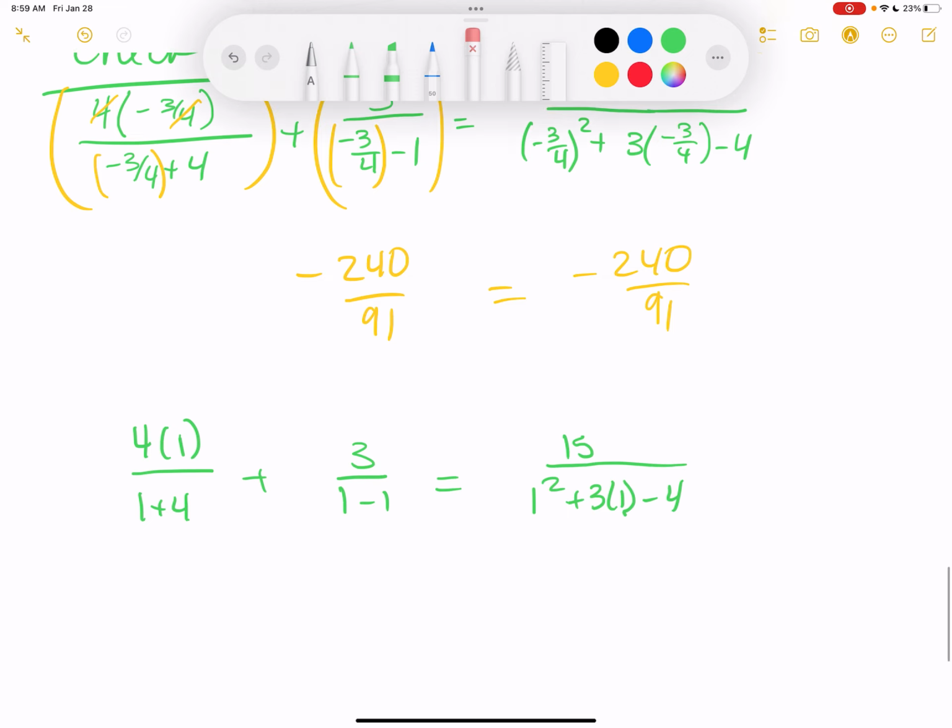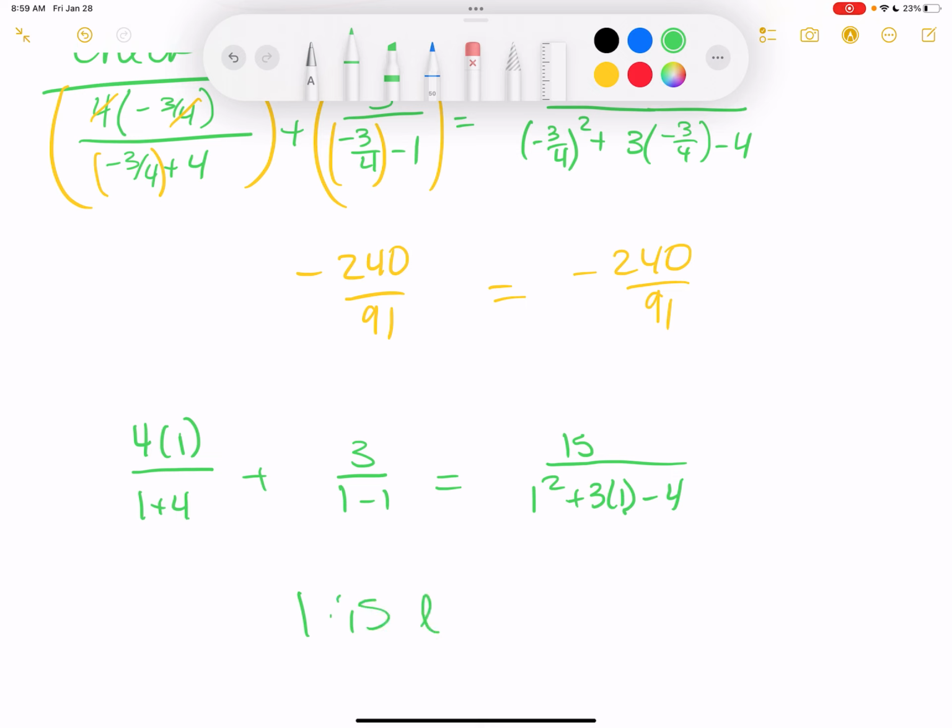Wait, I heard. Okay, so that means that 1 is extraneous.